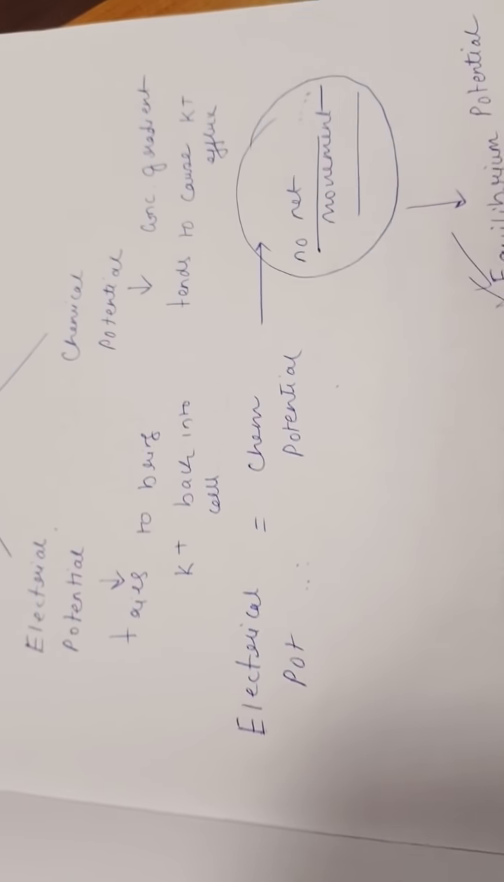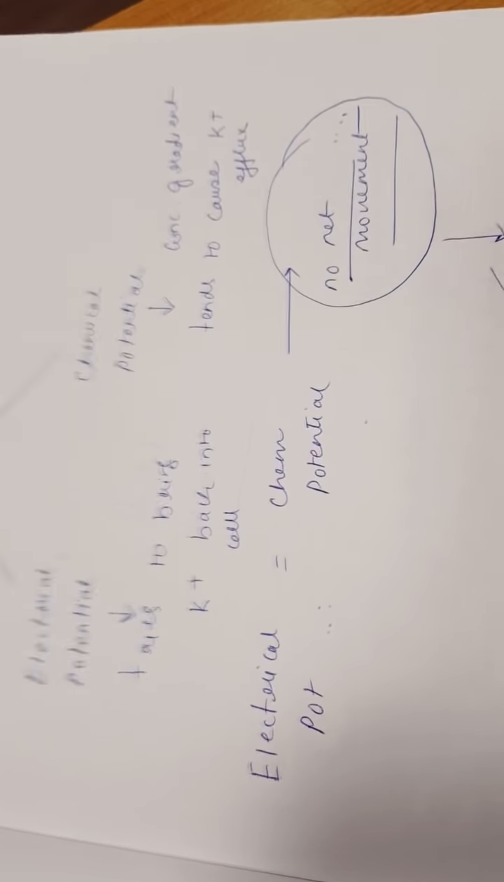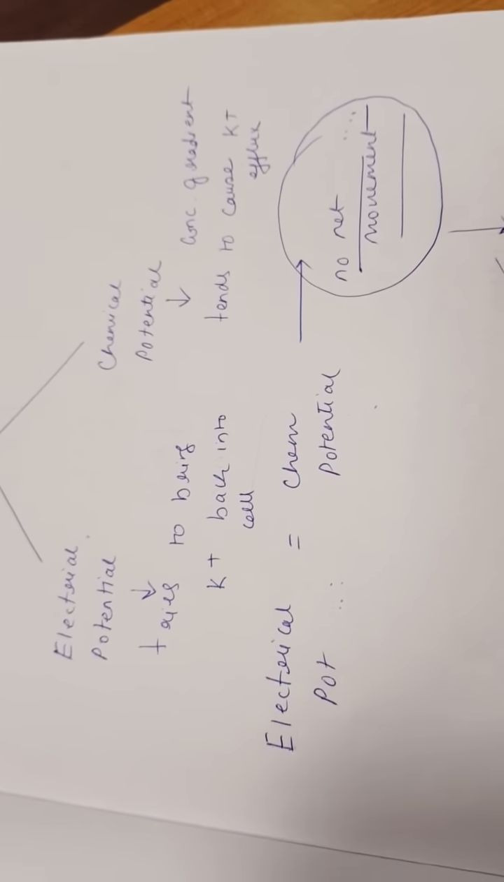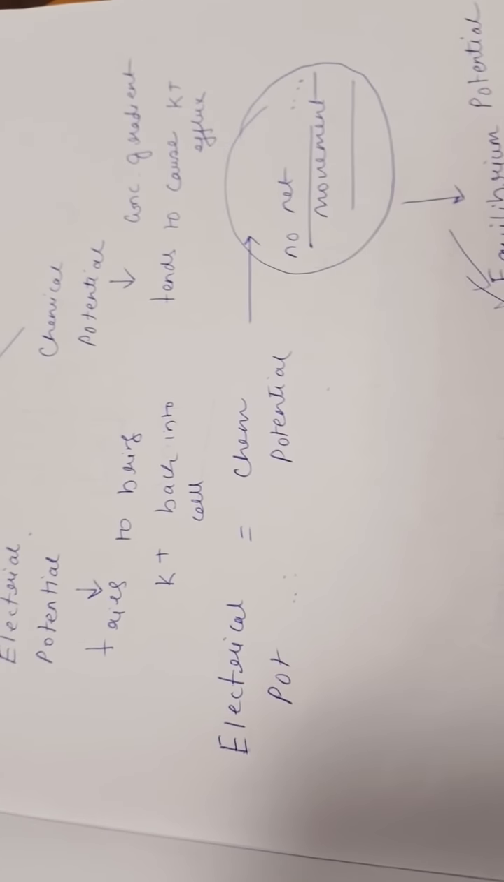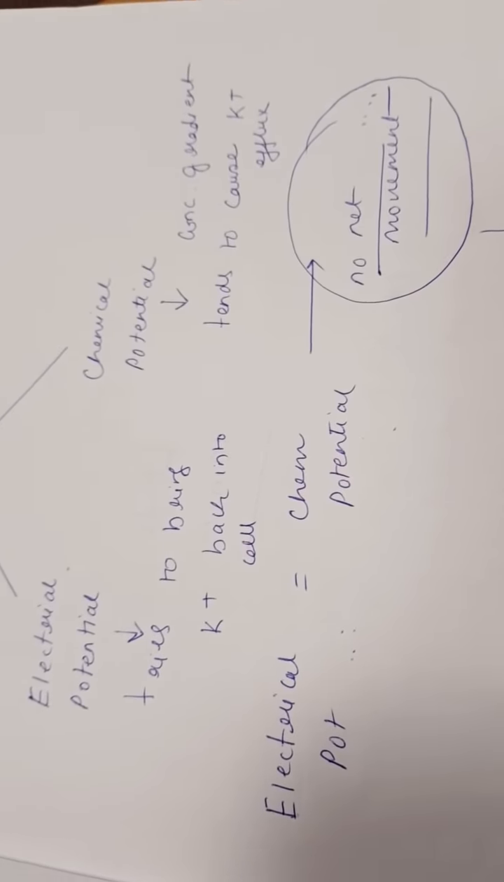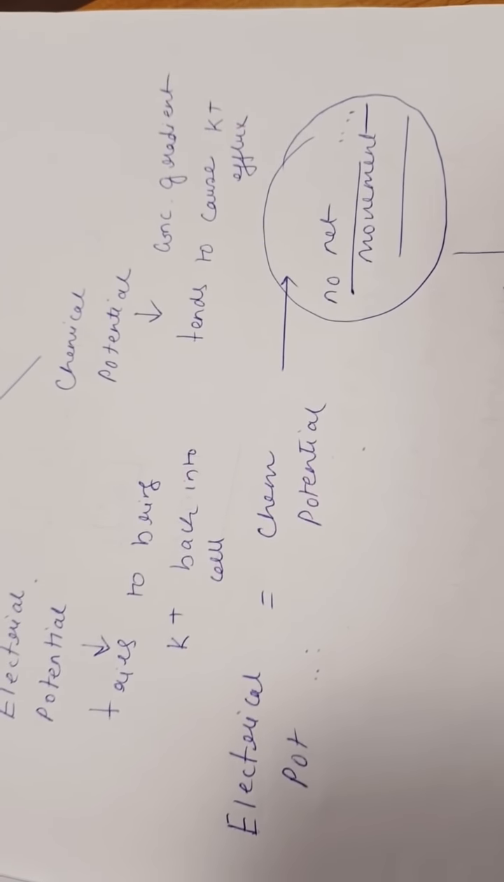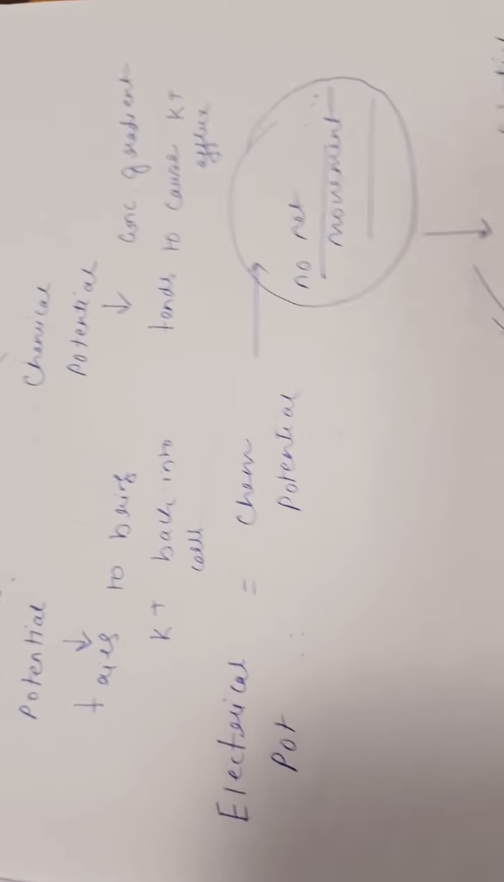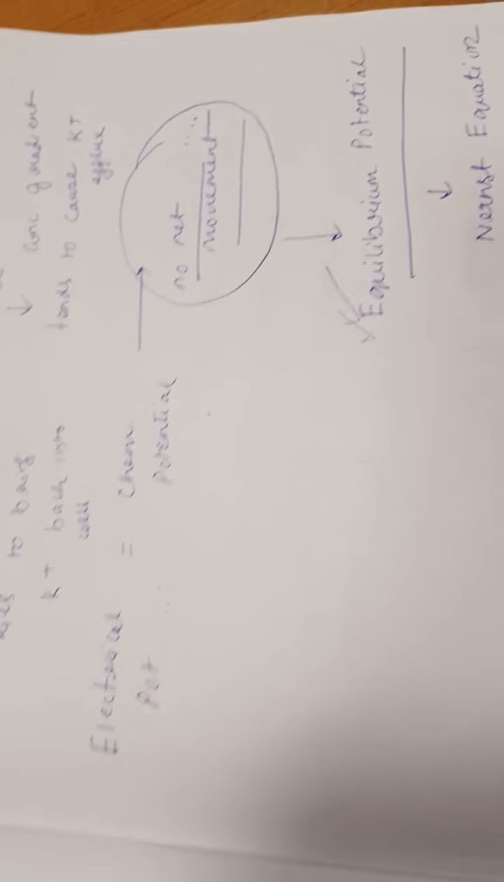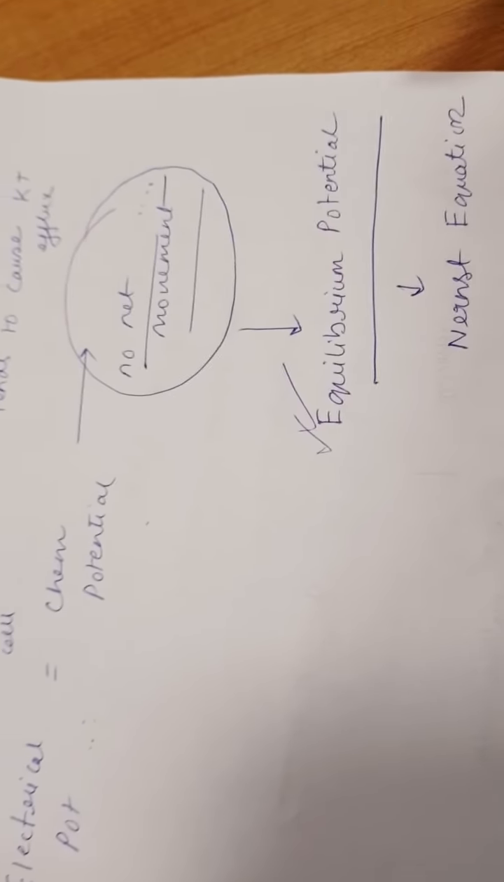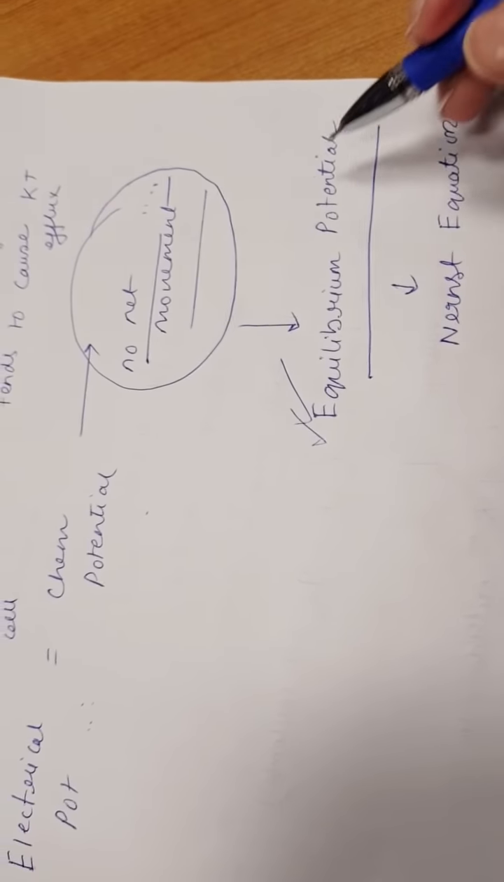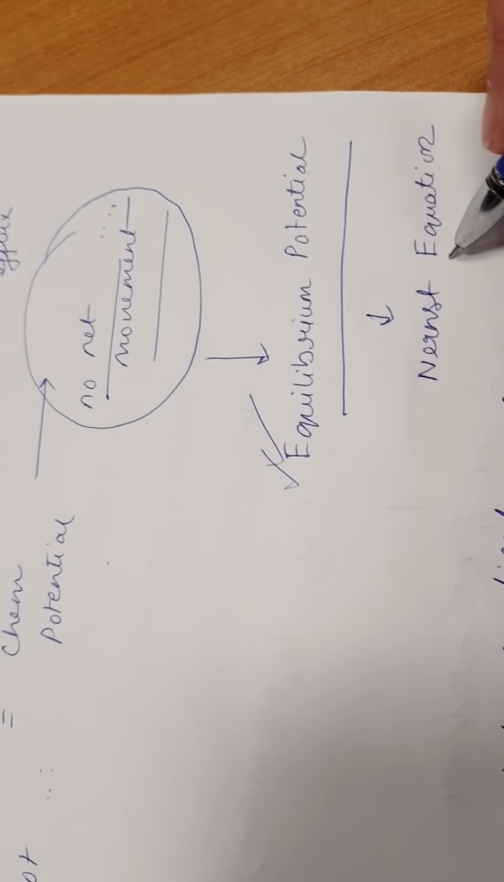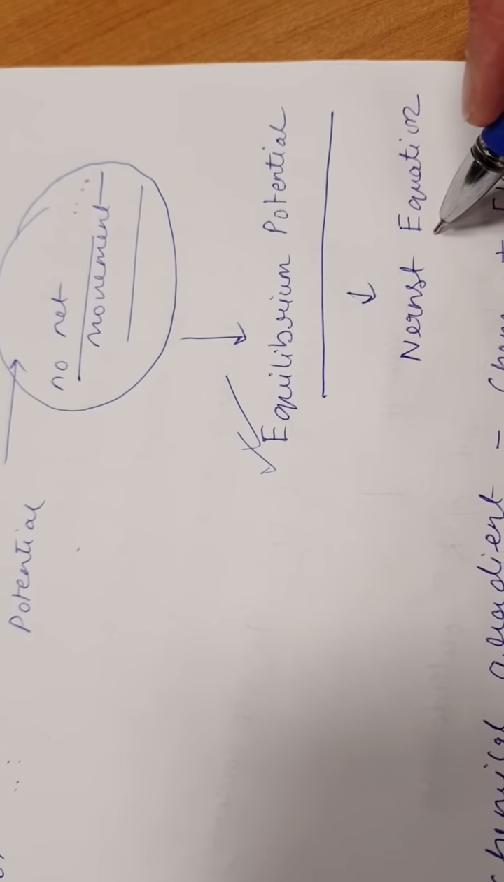A point is reached where this chemical potential becomes equal to the electrical potential. That is, the outward force becomes equal to the inward force. Thus, there is no net movement of the potassium. This situation is known as equilibrium potential. And this equilibrium potential can be calculated by the Nernst equation.